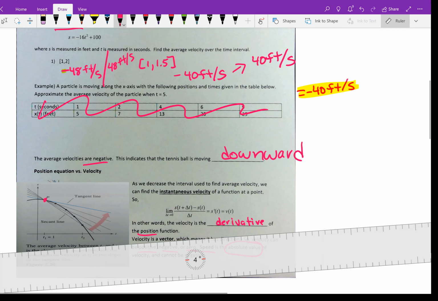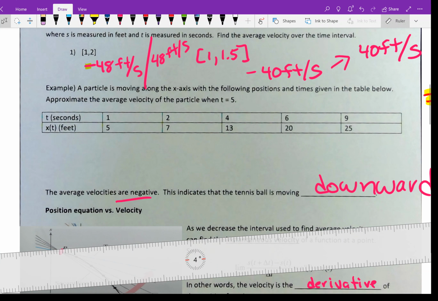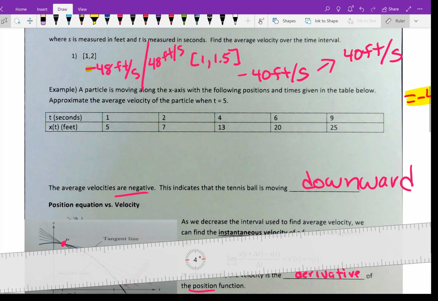All right, we skipped that table. Let's go back and look at it. Basically, what I wanted you to know from this table was to figure out what our average velocity was going to be. In this example, the particle is moving along the x-axis with the positions and times given in the table below. It says to approximate the average velocity of the particle when t is equal to 5. So 5 is somewhere around here, and I know that between 13 and 20, it's about 16.5. So that's all you need to know about this particular table.